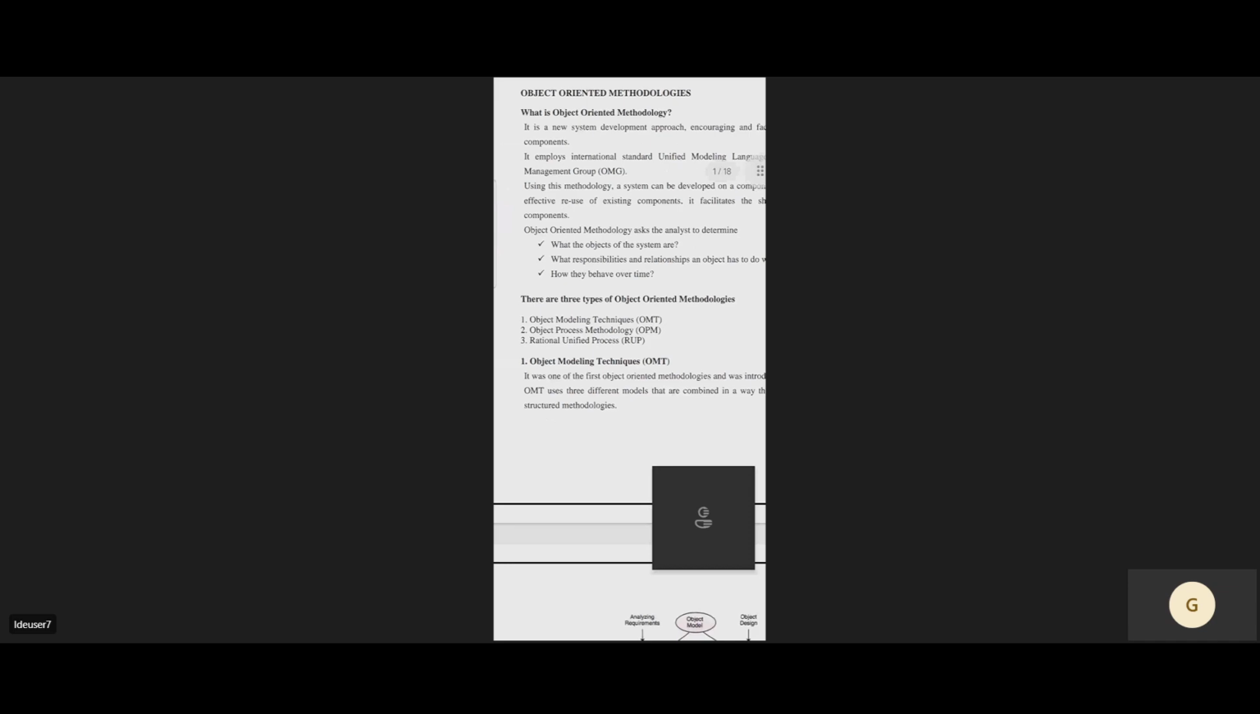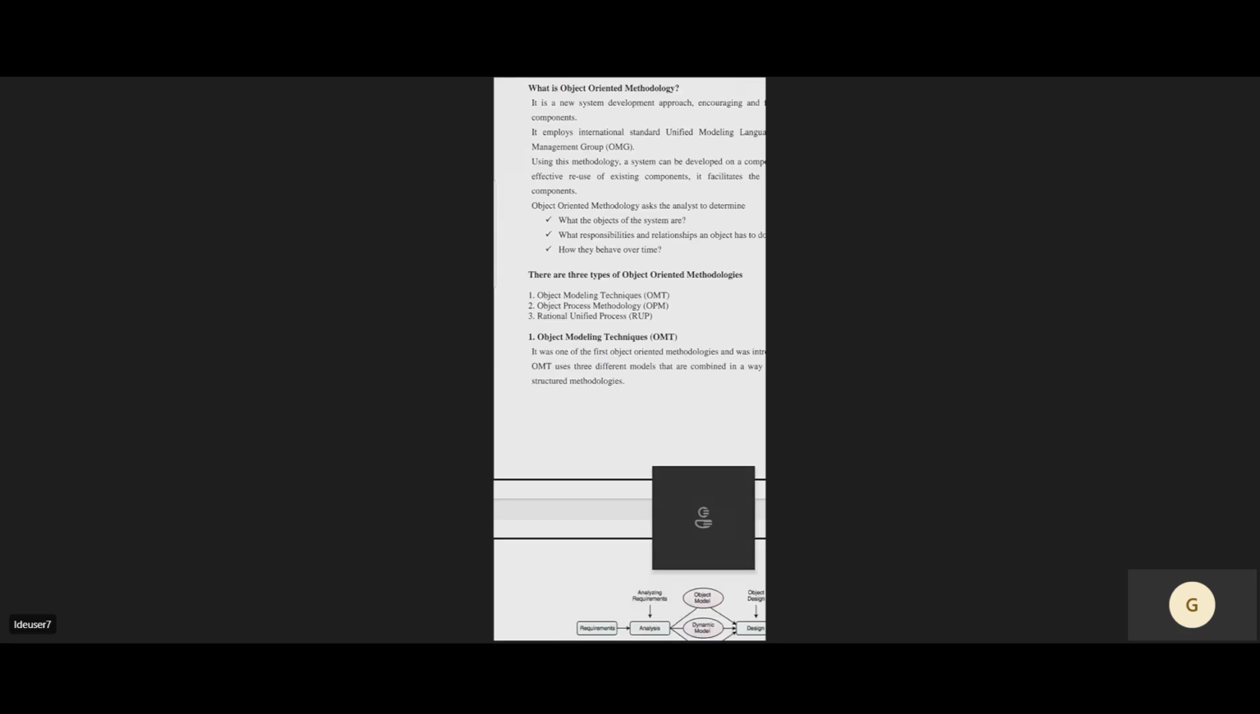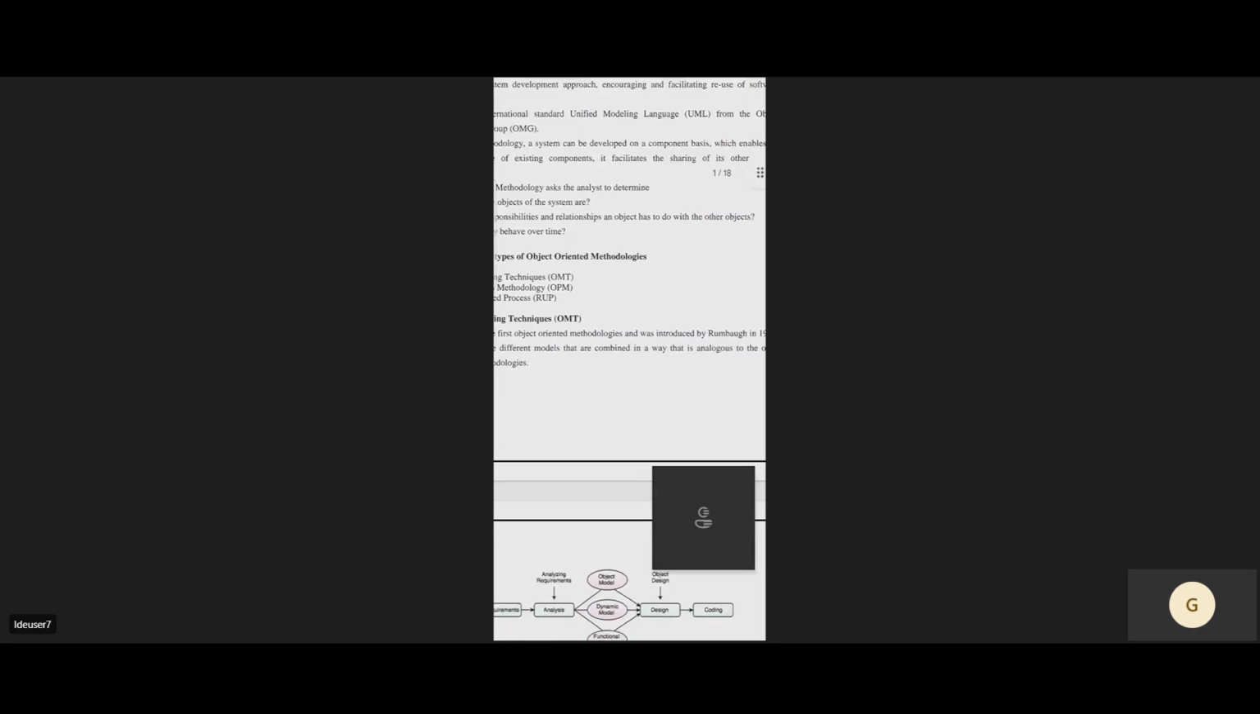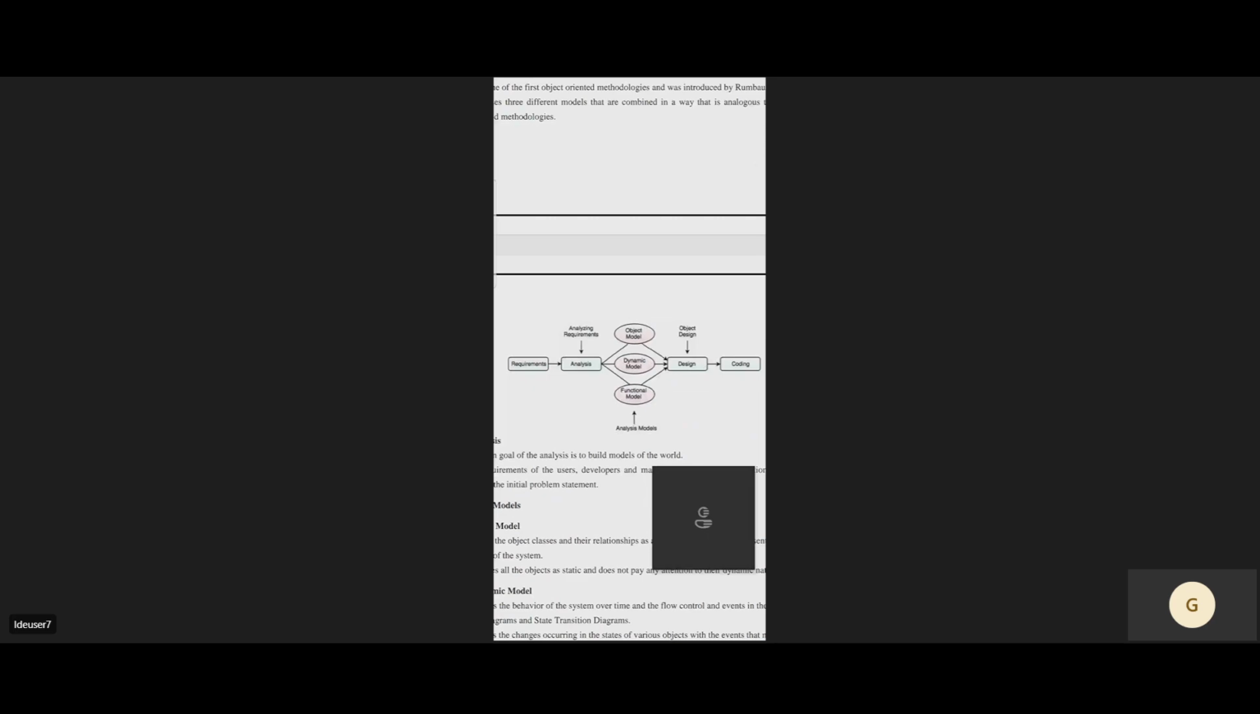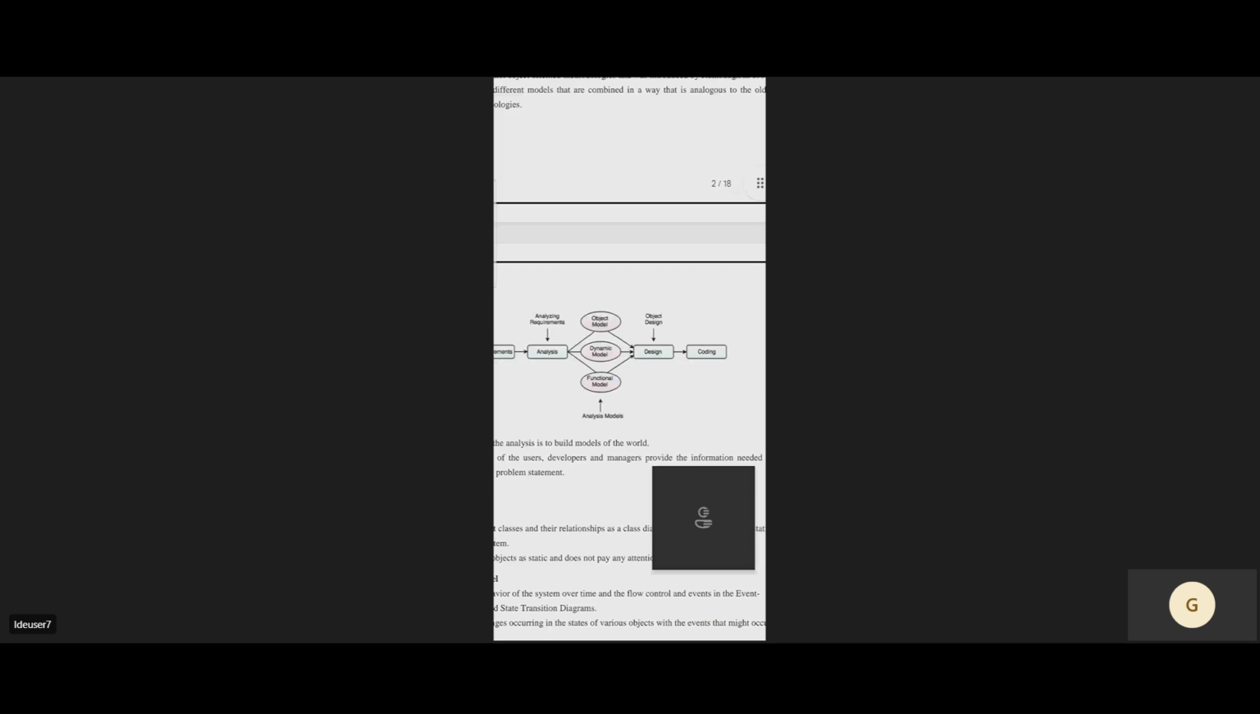So what is Object Modeling Technique, OMT? It was one of the first object-oriented methodologies and was introduced by Rumbaugh in 1991. OMT uses three different models that are combined in a way similar to the structured methodology. As the diagram view of this technique shows, the components are added in this: the requirements analysis phase, design phase, and coding phase. In between, there are links through the object model, dynamic model, and function model. So this area comes under the combination of the analysis model.